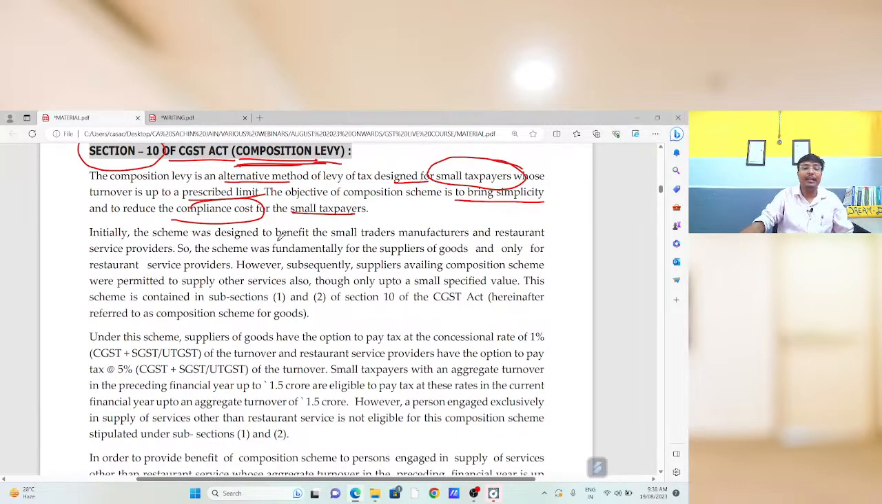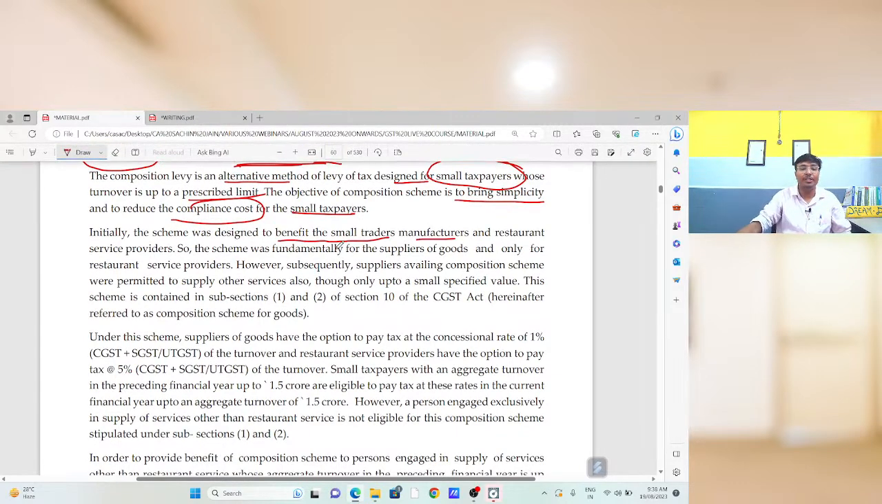Initially, the scheme was designed to benefit the small trader, manufacturer, restaurant service provider. So the scheme was fundamentally for the supply of goods and only for the restaurant service providers. However, subsequently, suppliers availing composition scheme were permitted to supply other services also up to a specified value.